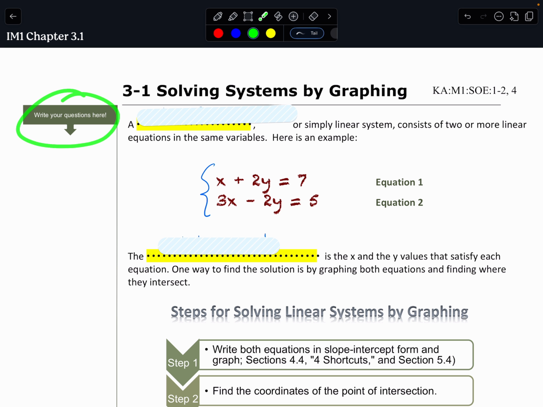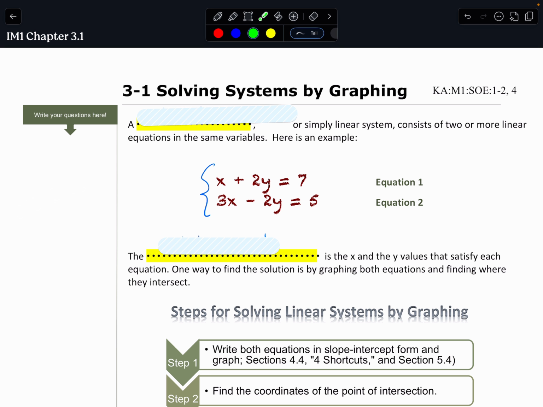We have a column here where you can write your questions. I recommend you do that no matter how the notes are set up. As you're watching this video and taking notes, if something doesn't make sense, it's a good idea to write your question on the side right away so that at the end of the video, when I ask you to type a question, you already have an answer prepared.